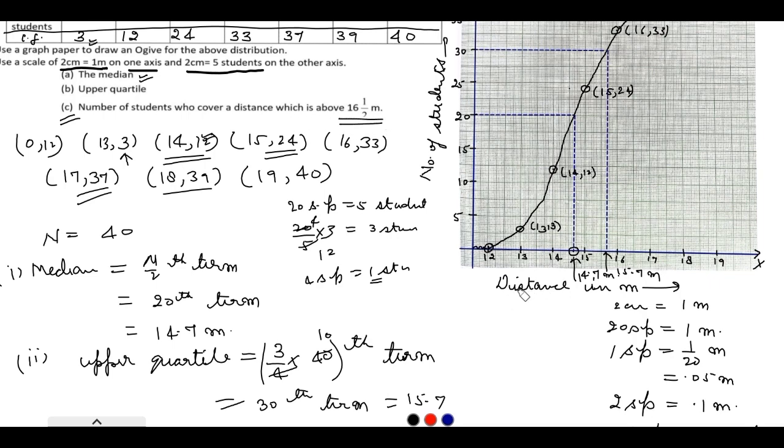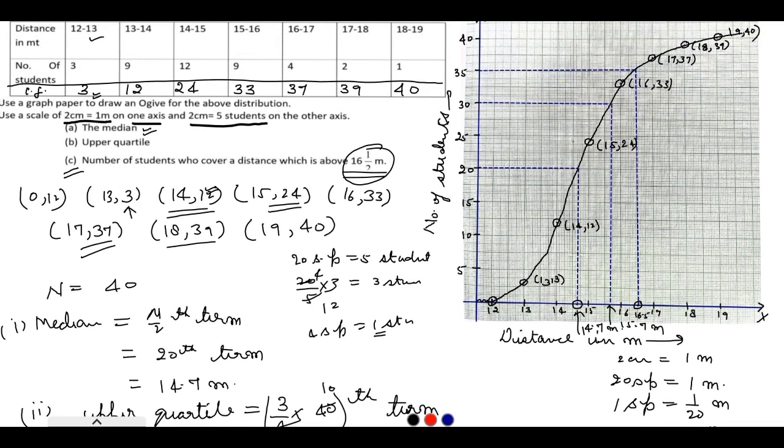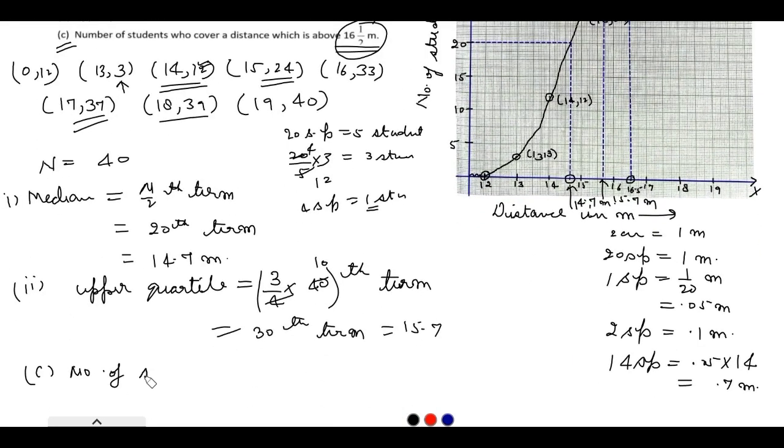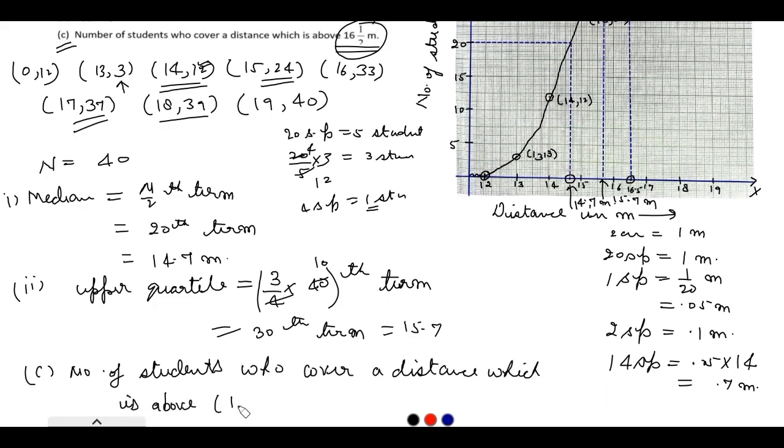Now we have to calculate the number of students who cover a distance which is above 16.2 meter. Distance is represented on the x-axis. We have to take 16.5. Now this is 16 and this point is 16.5. Corresponding frequency is 35, means up to 16.5 meter, 35 students have scored. Above this will be 40 minus 35, five students.